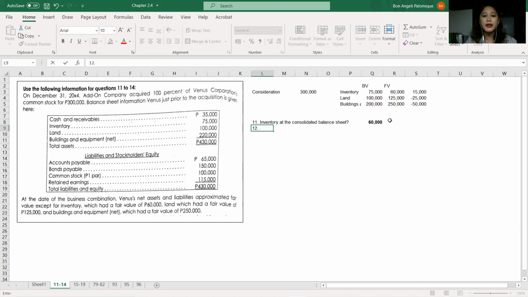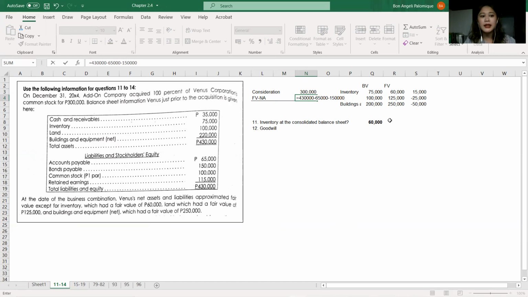Okay, number 12. Ang question naman natin is, how much is the goodwill? So, post mo ulit and compute for the goodwill. Ang consideration natin, 300,000. Para ma-compute yung goodwill, kailangan natin yung fair value net asset. So, magko-consider ba tayo ng partial or full goodwill? Don't be confused with that, kasi kapag wala namang NCI or 100% binili, hindi mo na kailangan i-consider yung partial or full goodwill approach. Ang total assets niya, 430,000, less accounts payable, 65,000, less bonds payable, 150,000.